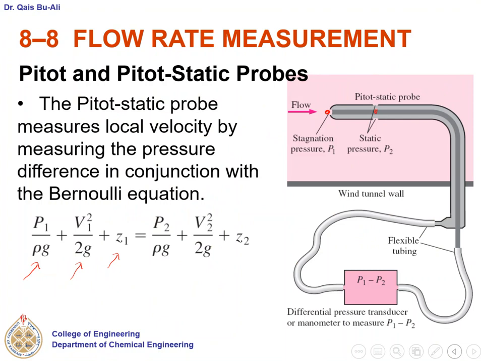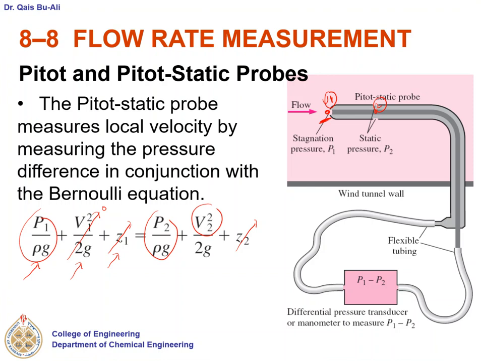So by doing this, as you can see, I want to get what? My main objective is to get velocity. They are at the same elevation, so I can cancel Z1 and Z2. And this is point 1, and this is point 2. We said I have here a stagnation point, which means the velocity is equal to 0. So V1 is equal to 0. So what's left? I have pressures, and I have V2.